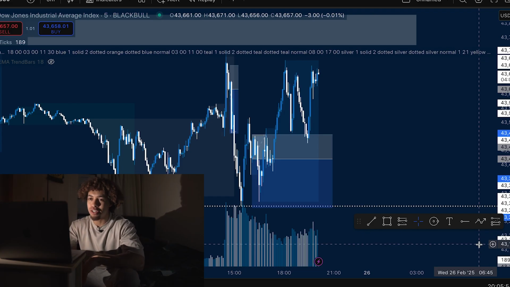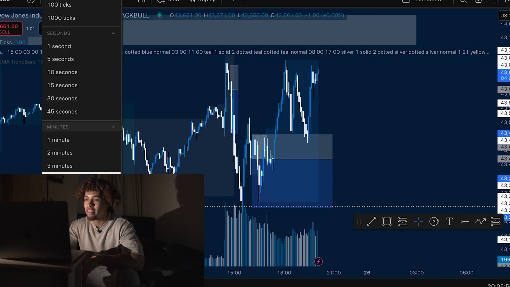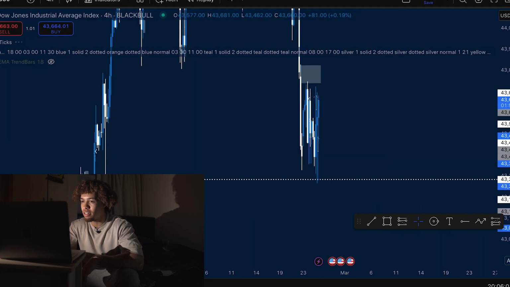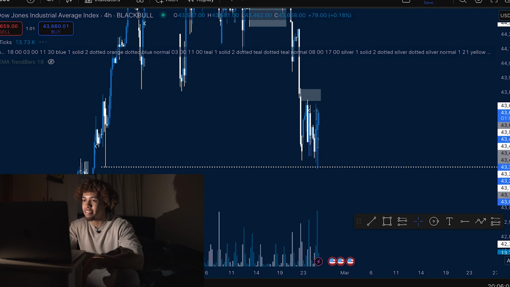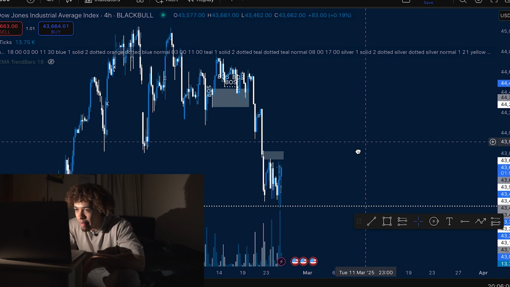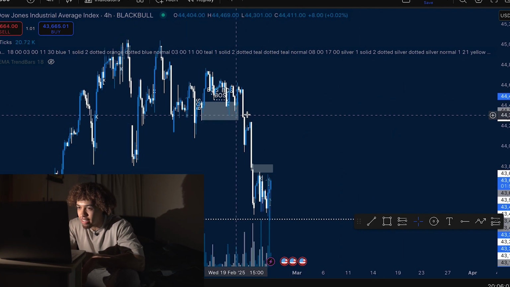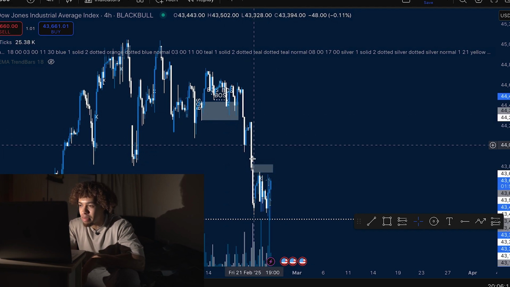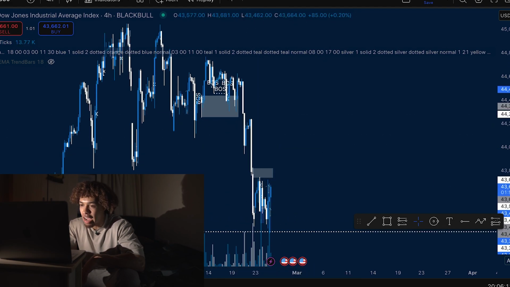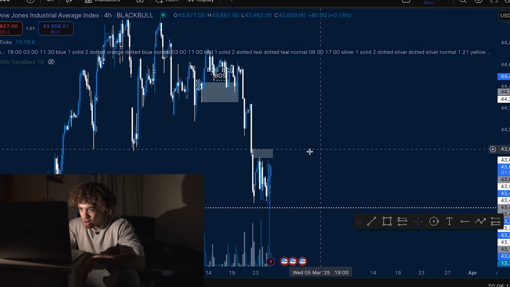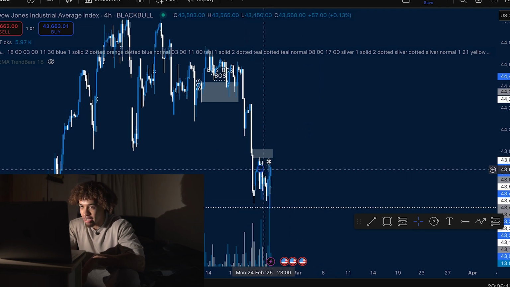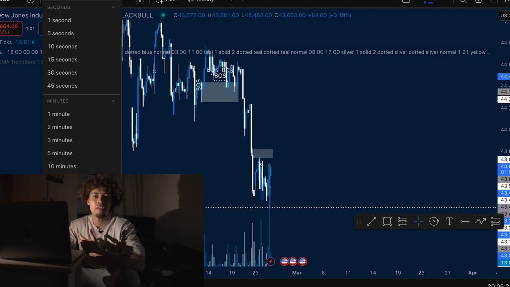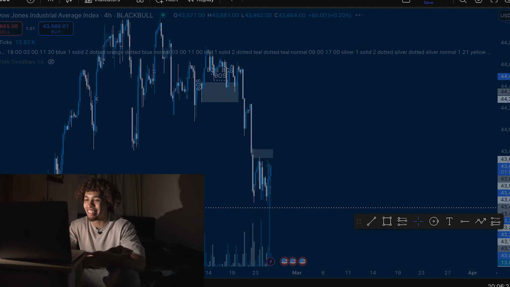Alright, so as you can see, if we go to US 30 on the 4 hourly, let's look for our bias. If we scroll up, price is very bearish. We've got a break here to the downside, two breaks to the downside, back to back. To me, that is bearish sentiment. I am looking for sells, okay? Obviously, the market is consolidating in this region here. However, my higher time frame bias is still bearish.